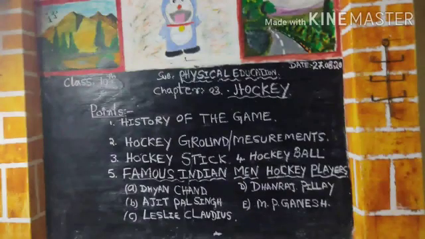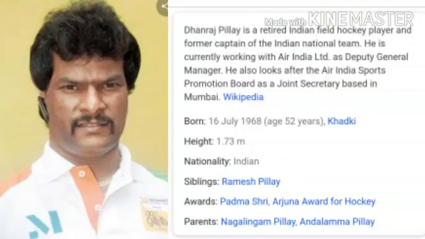Next, fourth one, Dhanraj Pillay. Dhanraj Pillay, born 16th July 1968, Khadki. So, in a glorious career spanning 15 years, Dhanraj represented India in 4 Summer Olympics: 1992, 1996, 2000 and 2004.